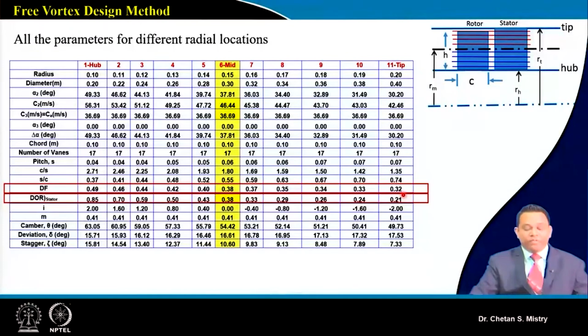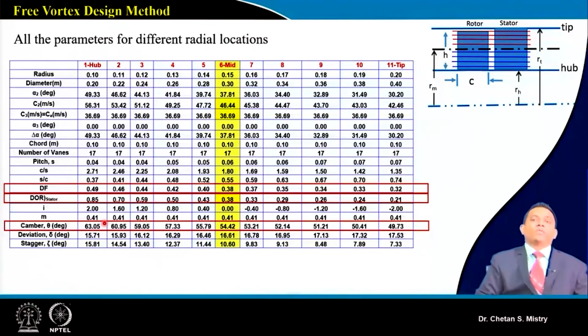Okay. Same way, when we are doing our calculation for degree of reaction at the hub, that is coming 0.85. So that is representing something different. We will see what is the meaning of this number, and we can do our calculation for the camber angle. Now all these parameters we have calculated for the stator will help us in order to make our blades, both for rotor as well as for the stator. That is helpful for us in order to make our stage.